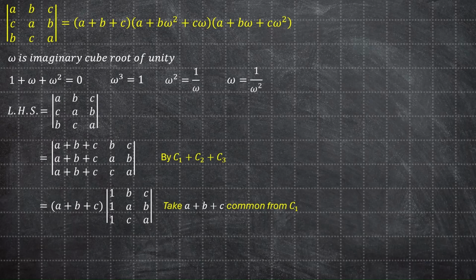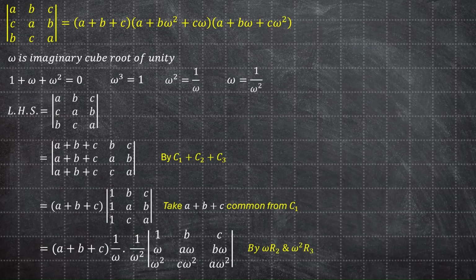Now we shall multiply row 2 by omega and row 3 by omega square, and we can write this determinant as a plus b plus c into 1 over omega into 1 over omega square. Note that when we multiply the second row by omega, we have to divide outside by omega. Likewise, when we multiply the third row by omega square, we have to divide by omega square outside of this determinant.